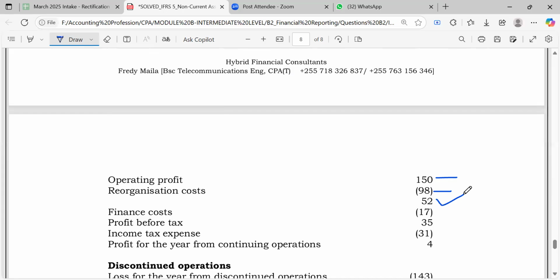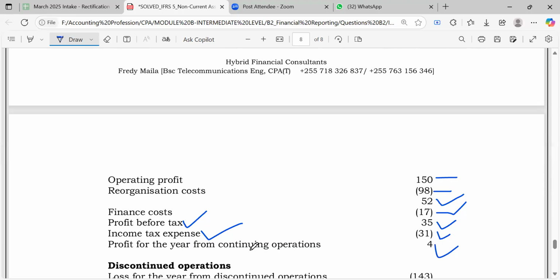We have 52,000. Then we have the profit before interest and tax. You have our finance cost, in which interest should be there, 17. We deduct 52 minus 17, we have 35, which should be the profit before tax. And then we charge our tax expense, which we saw as 31. You have the 4, and 4 is the profit for the year from continuing operations.